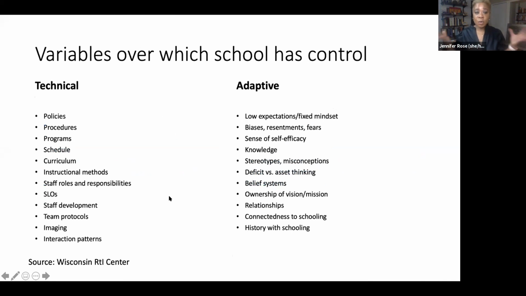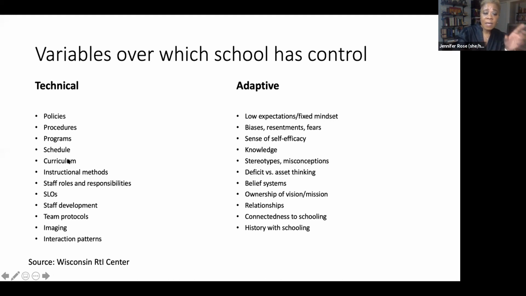So this is just a short list of variables over which the school has control. They've been designated into the technical area and the adaptive area. And I find the areas that people struggle with the most are the adaptive areas. So these are the ones that are tied into implicit biases that we have about who can learn, what family involvement should look like, what it means to be a good parent. All of those types of things are the things that we have to do the inner deeper work about, that feeds into whether or not we're having truly collaborative family and school relationships.